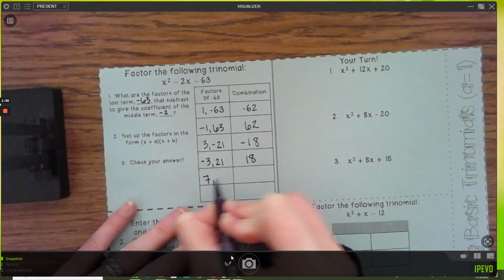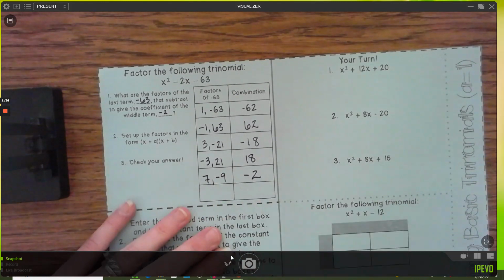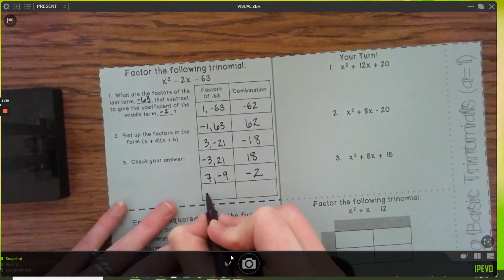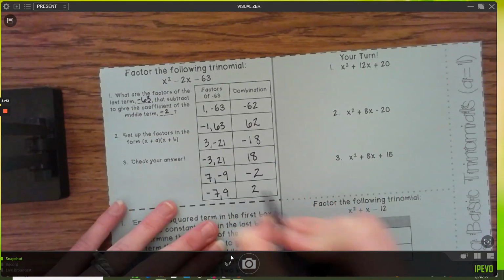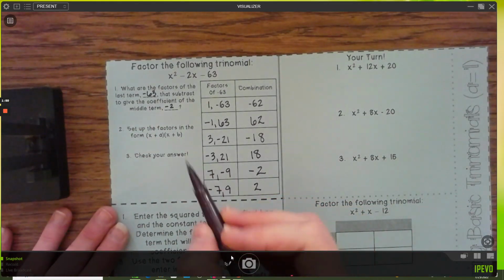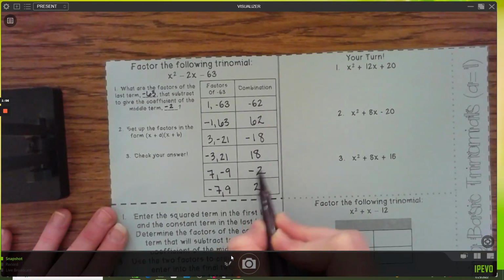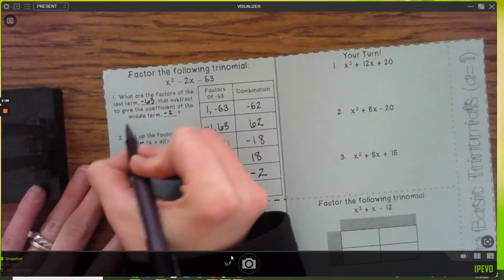I can do a 7 and a negative 9. If I subtract those, I get a negative 2. And then I can flip that again and do negative 7 and positive 9, and if I subtract those, I get a positive 2. So we've got to pick the factors that work for us. If I look at the 7 and the negative 9, when I subtract them, there's that negative 2 that I need. So those are going to be my factors.